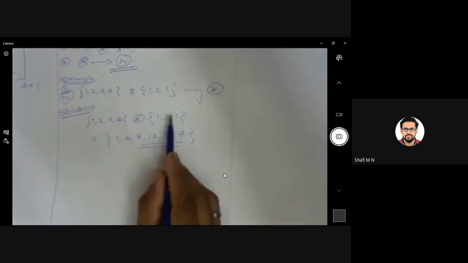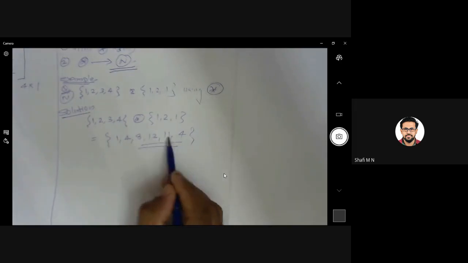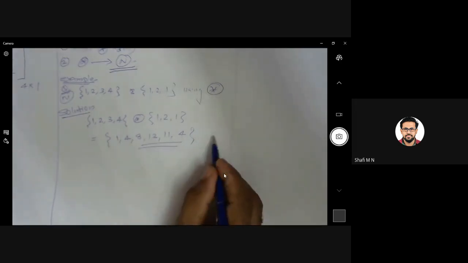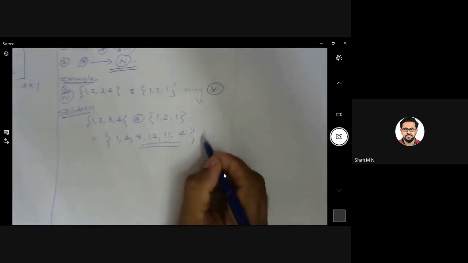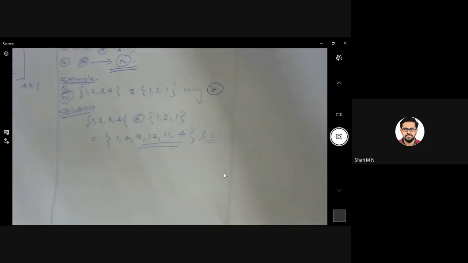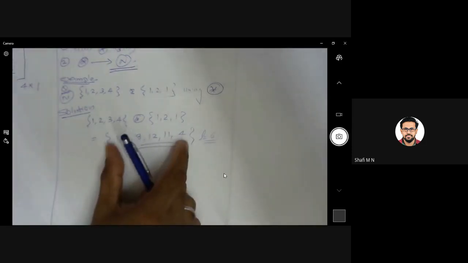So what is the length here? 4 plus 3 minus 1, that is 6 elements. The length L equals 6. Now you need to cut it short to 4. That will be your answer.